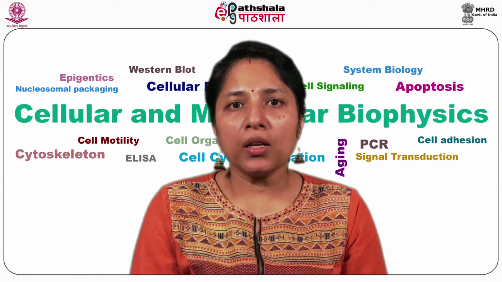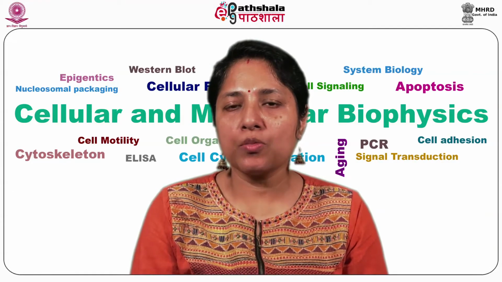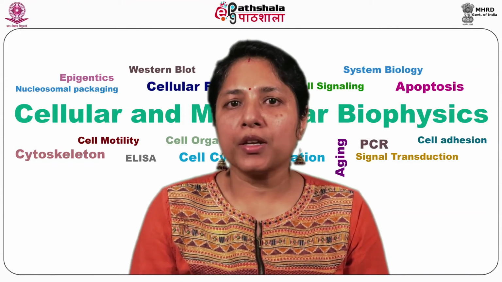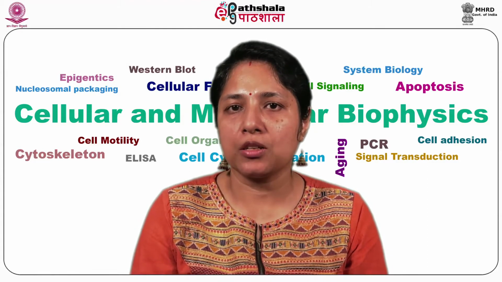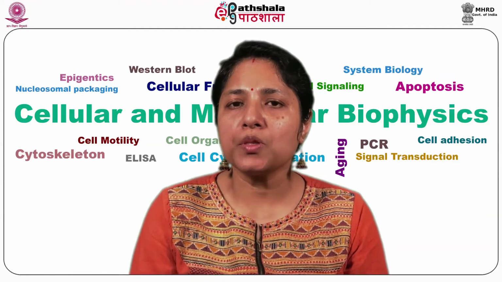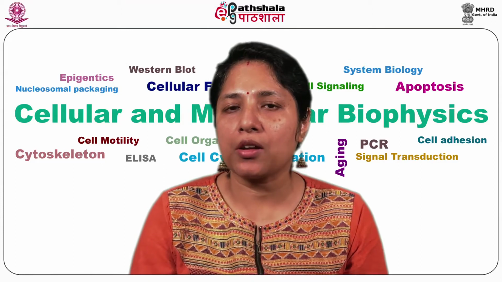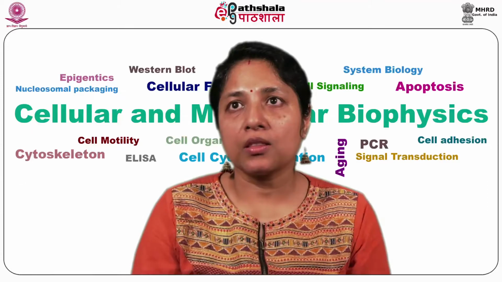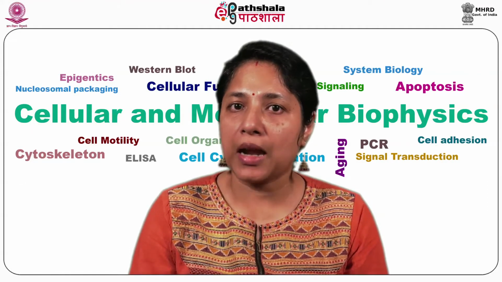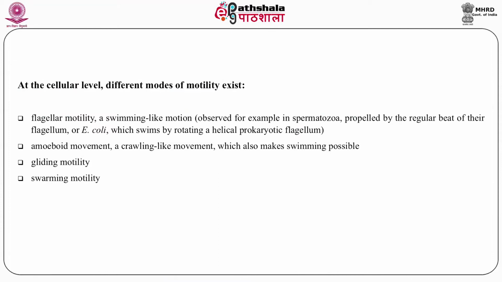There is number one, the flagellar motility. It's a swimming-like motion observed, for example, in spermatozoa propelled by the regular beat of flagellum or E. coli, which swims by rotating a helical prokaryotic flagellum. Now, the second is amoeboid movement, a crawling-like movement which also makes swimming possible. The third important type of motility is the gliding motility, and the fourth type is the swarming motility.